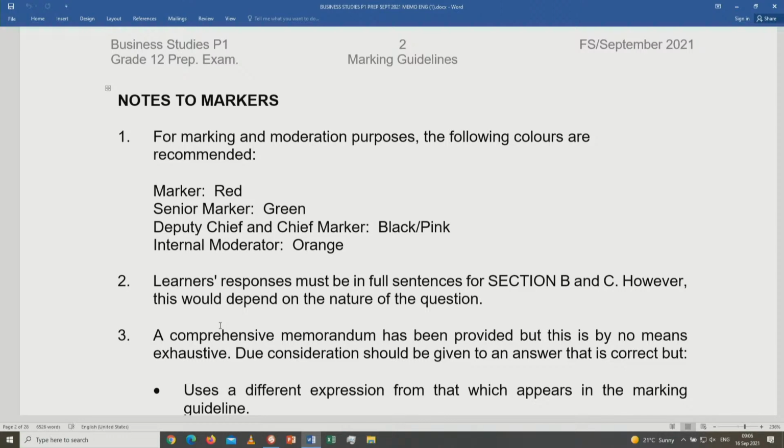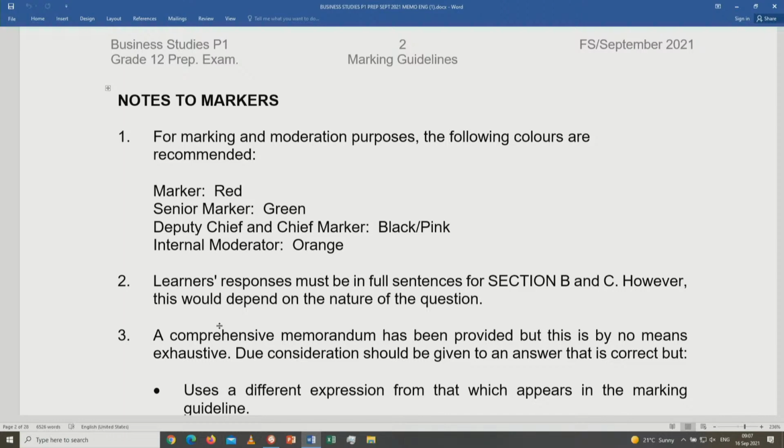Of course, I'm not going to go through all the notes, but I will just focus on a few that are of importance. But as a marker, as a teacher, it's your responsibility to go through all the notes so that when you start marking, you know exactly how you should go about marking, and you are also able to share this with your learners in class. Note number 1 there, it's about people who take part in the marking and moderation of the scripts.